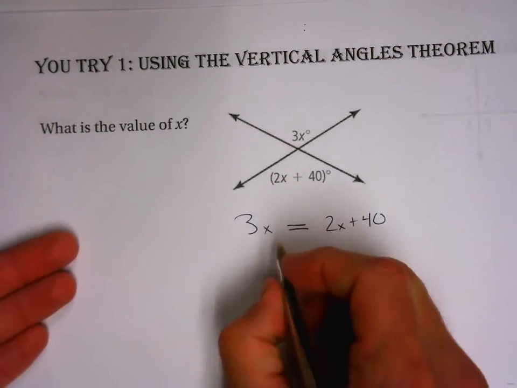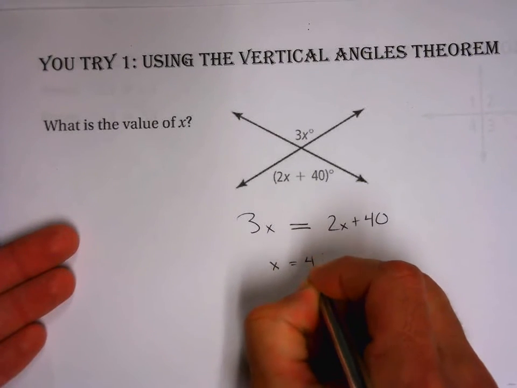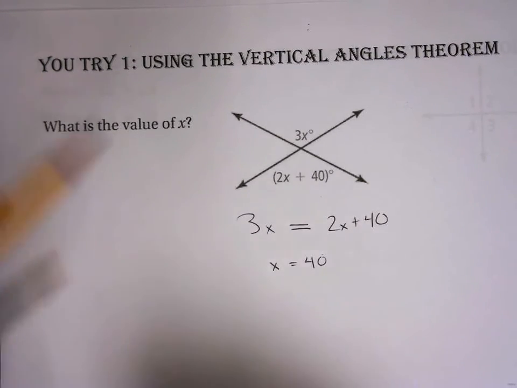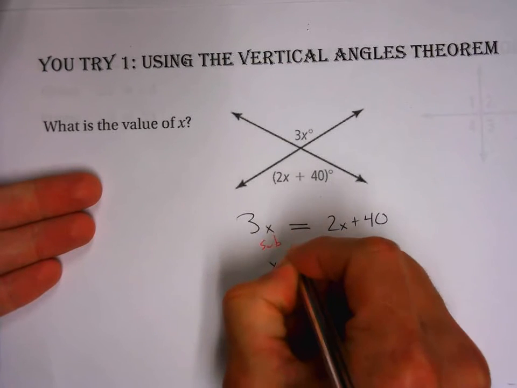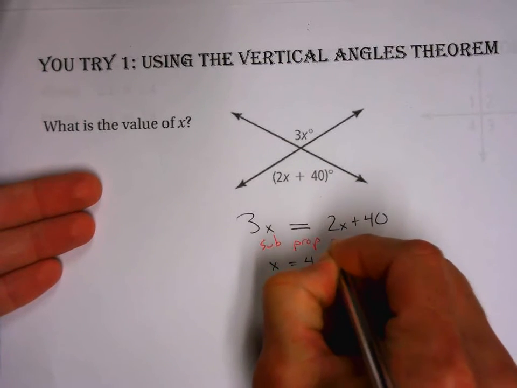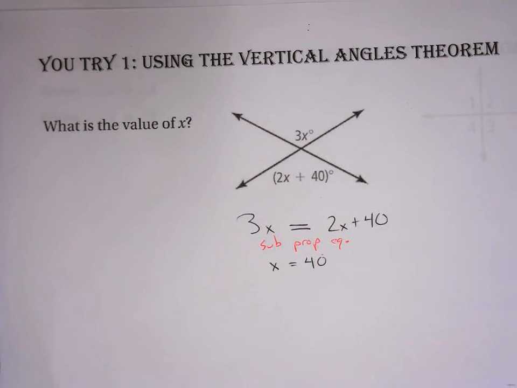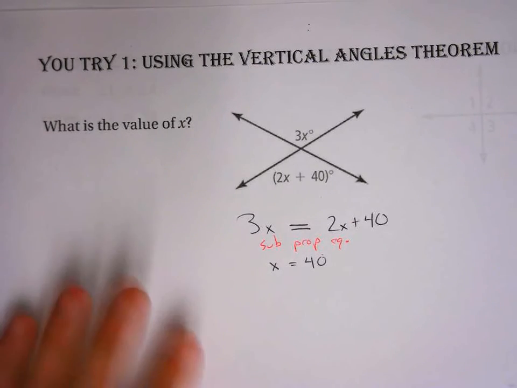We have x equaling 40. And what did we do? We used the subtraction property of equality. We subtracted 2x on both sides. Now we have 1x on the left-hand side, and so we have that all set. So it's nice and easy.